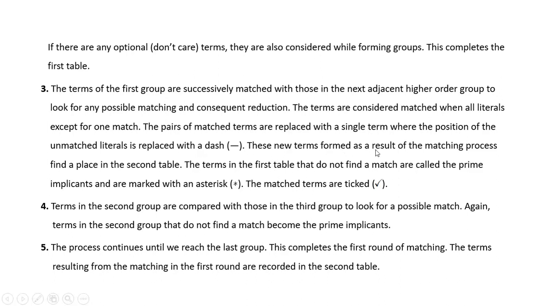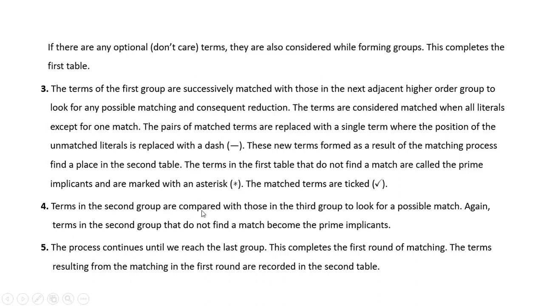Now, the new terms found as a result of the matching process find a place in the second table. The terms in the first table that do not find a match are called prime implicants and are marked with an asterisk. We have seen this earlier also. Terms which are matched are represented by a tick, and the terms which are not matched are represented by an asterisk, and those terms are prime implicants.